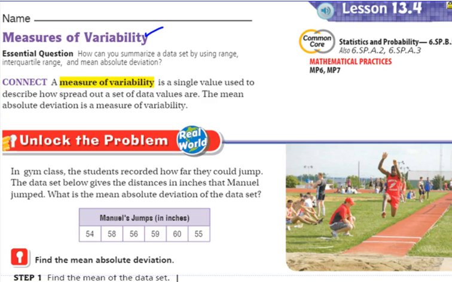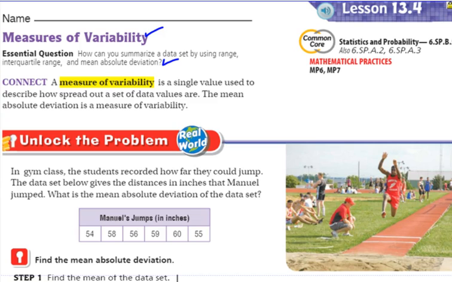Essential question: how can you summarize a data set by using range, interquartile range, and mean absolute deviation? So we know range is highest minus lowest. We know the mean absolute deviation from yesterday's lesson. The only new phrase or term today is interquartile range.